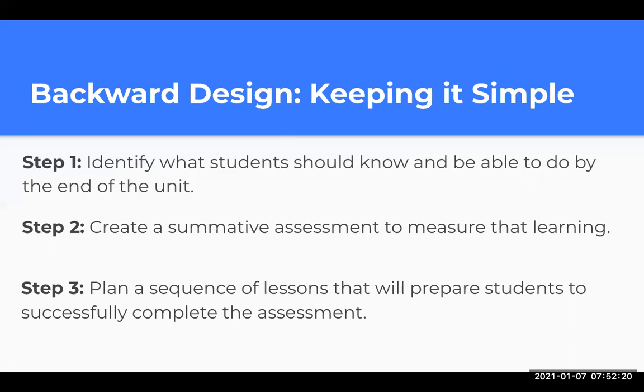First, we need to identify what students should know and be able to do by the end of the unit. This is where we're going to look at essential standards. The next step is where we actually design the summative assessment to measure that learning, and then you go back and plan your sequence of events. Usually it's flipped, right? You plan your lessons first, and then you determine how you're going to assess them later.